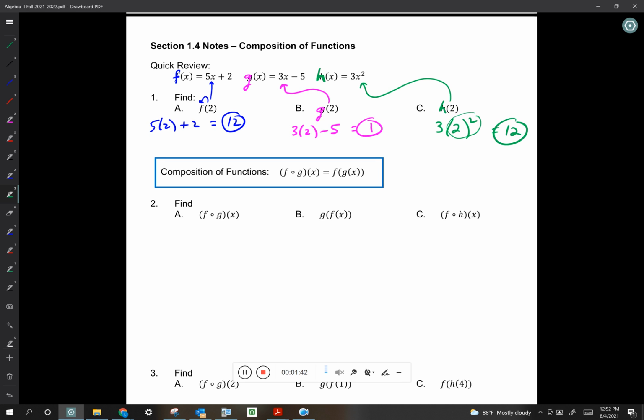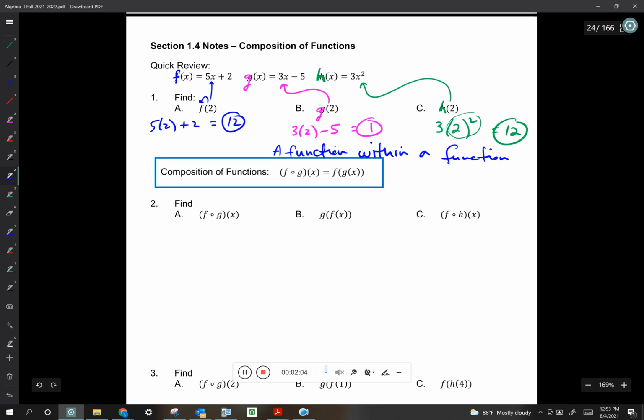Now, the new thing for section 1.4 is called composition of functions. All right, and a composition of functions is when you have a function within a function. Okay, it's a function within a function.